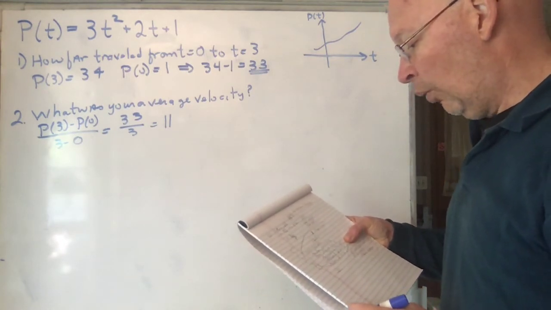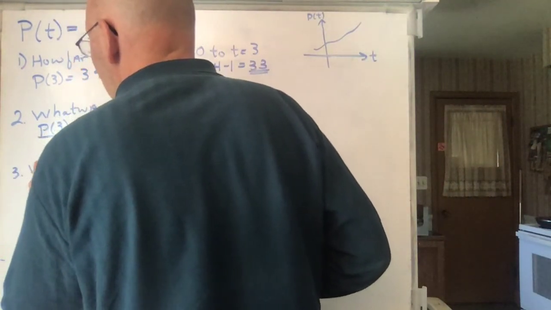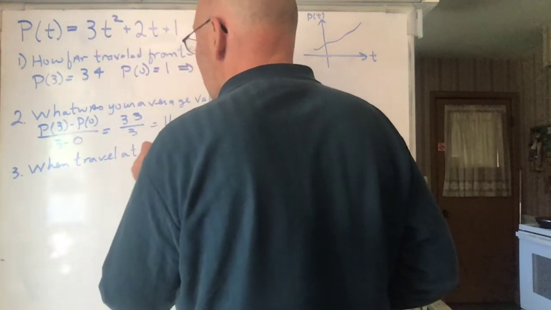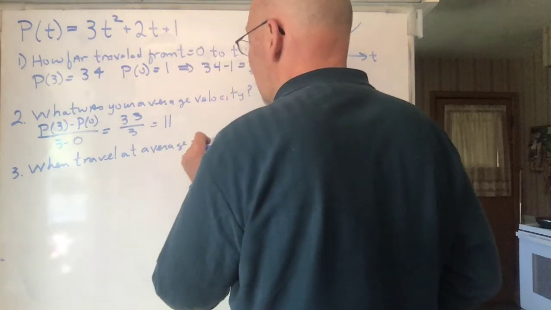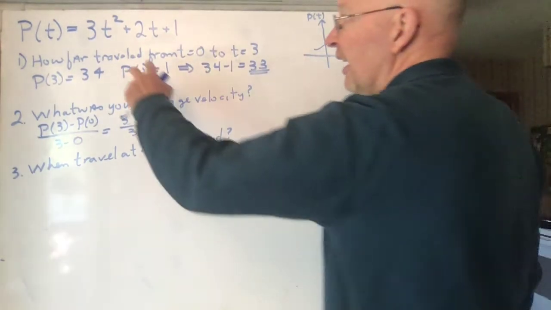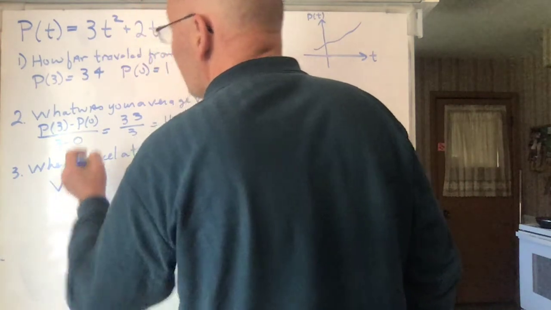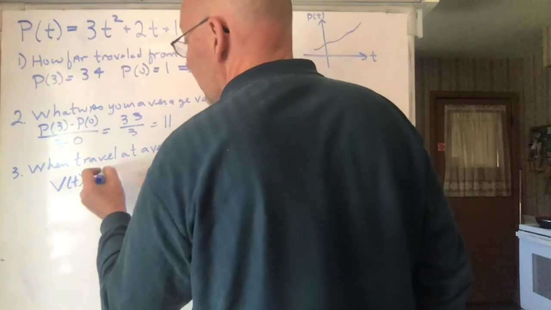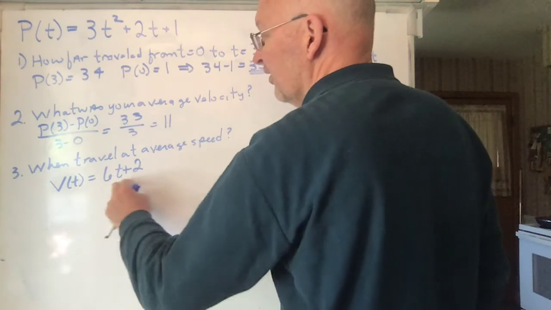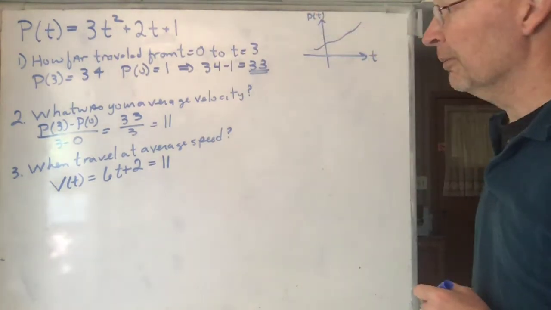Next question. When were you traveling at the average speed? Well, how do we get our instantaneous speed? We get our instantaneous speed by taking the derivative, so we know that v of t is equal to the derivative of this, which is going to be 6t plus 2. And so we want to know, when will 6t plus 2 be equal to 11? When will that be equal to 11?